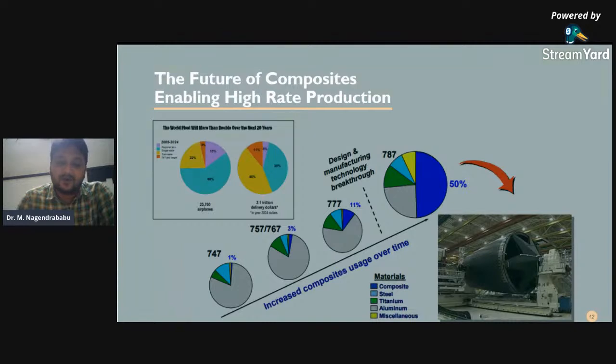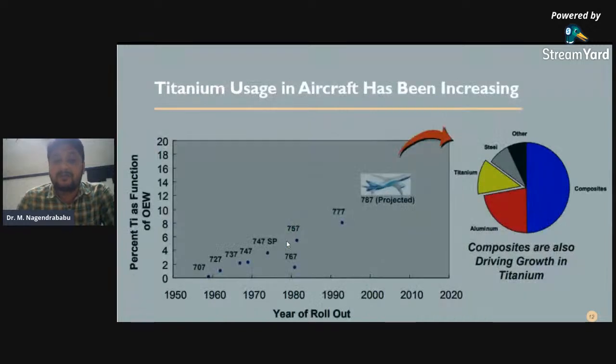We are going with more titanium and more composites, as in the concept of Boeing products. As I told you earlier, I'm discussing only Boeing products as I'm very familiar with them. So what we can see here is that continued development of advanced composites will be required to affordably satisfy high rate production needs. That is the main important concept that we'll look at.